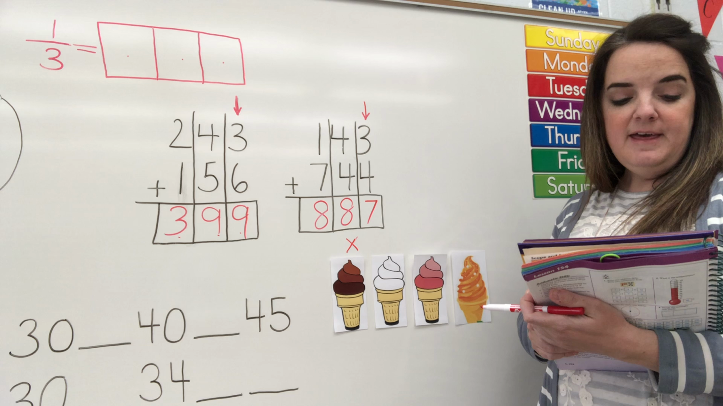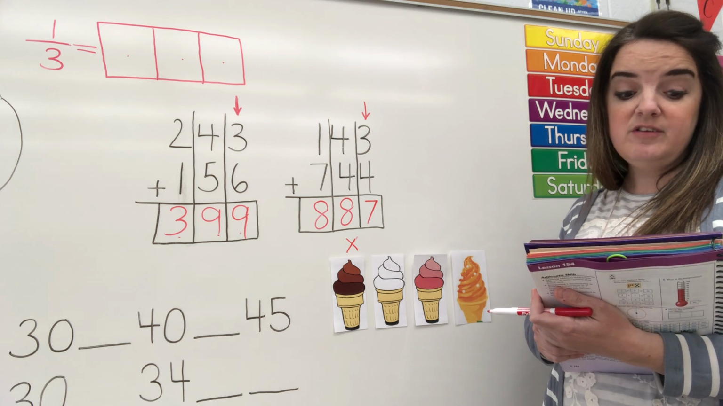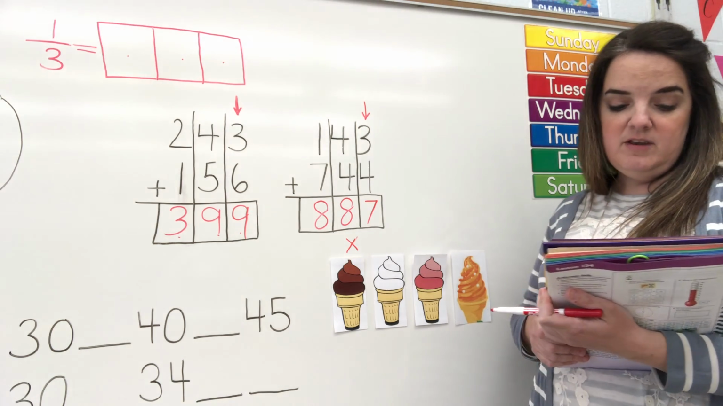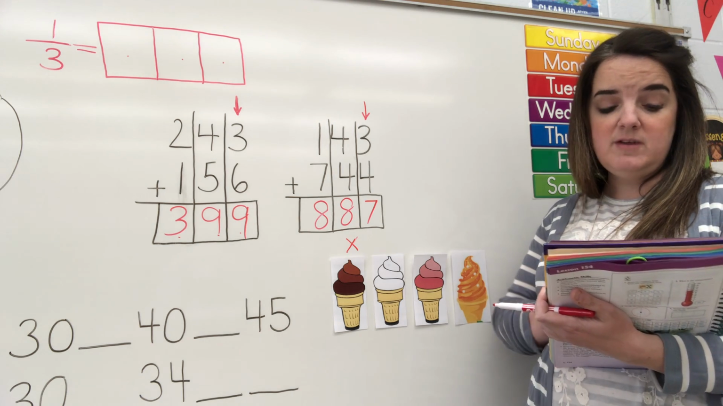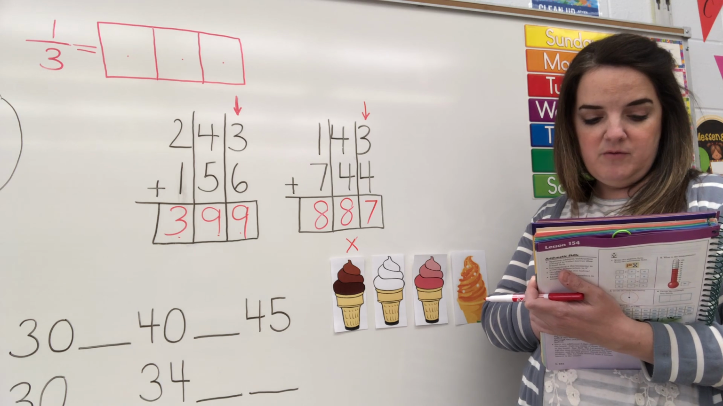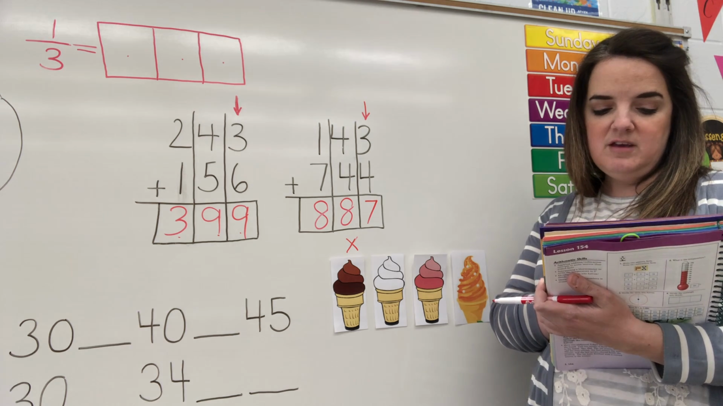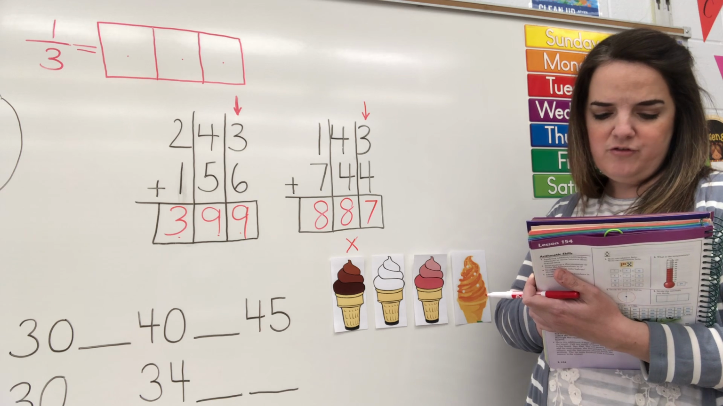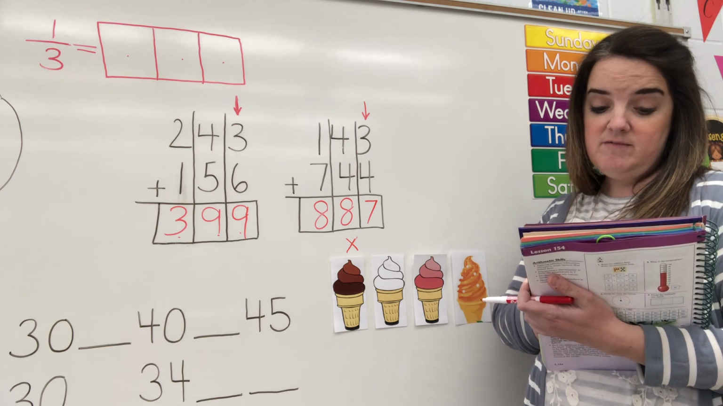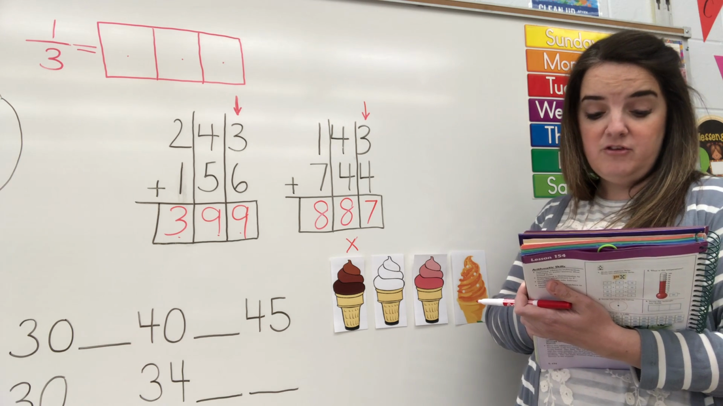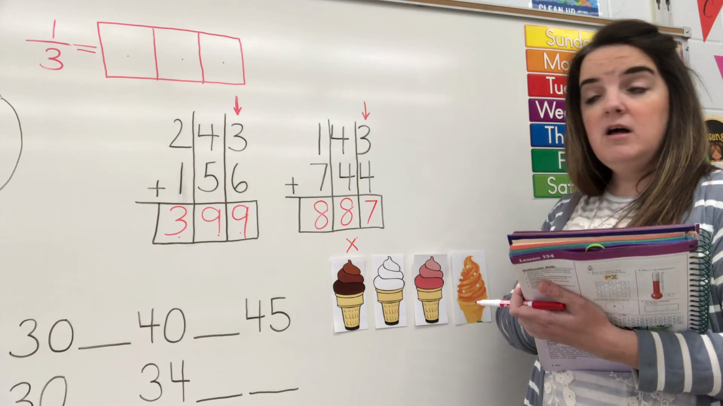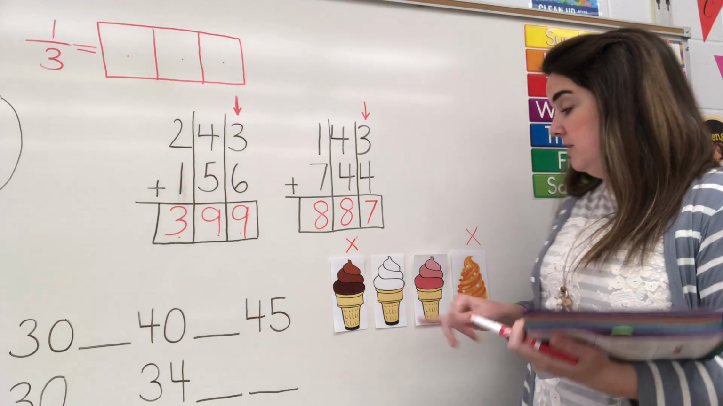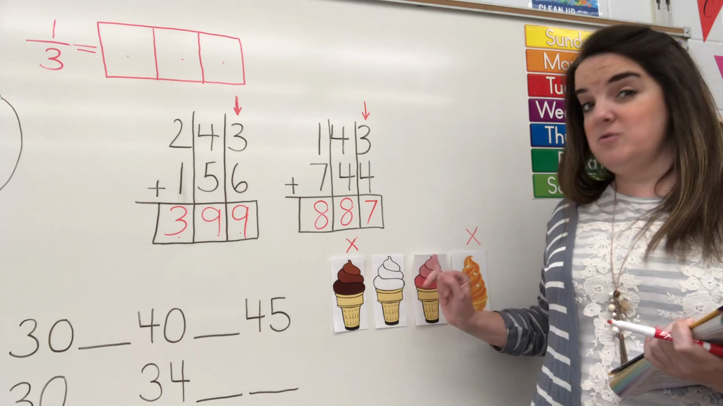Clue B: it is not the flavor with just 5 letters for its name. Let's count how many letters are in the name vanilla. 1, 2, 3, 4, 5, 6, 7. So it can't be vanilla. Strawberry definitely has more than 5 letters. Let's try peach. How many letters are in the word peach? 1, 2, 3, 4, 5. So that eliminates peach because it has 5 letters in its name. We're left with vanilla or strawberry. Which one do you think it's going to be?